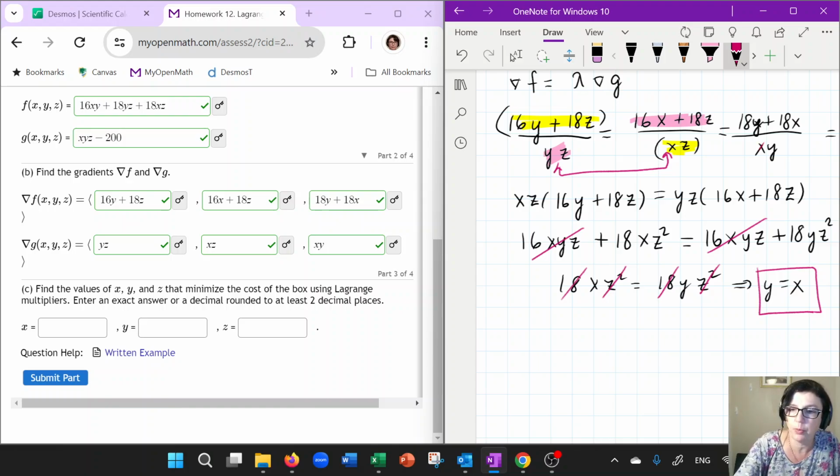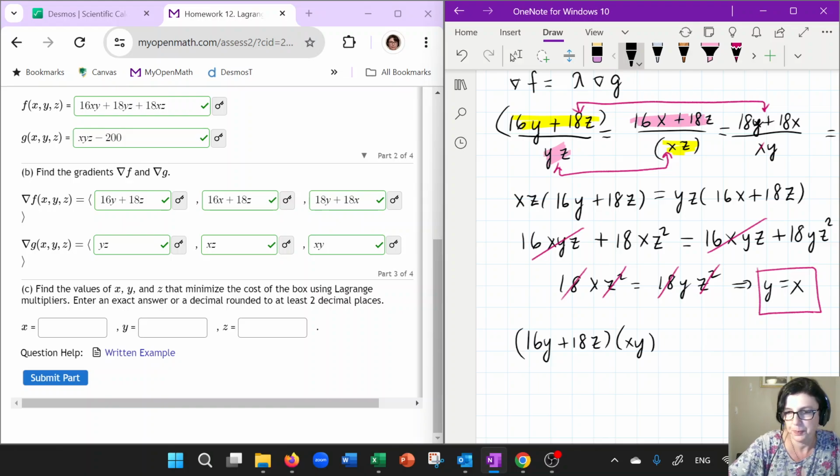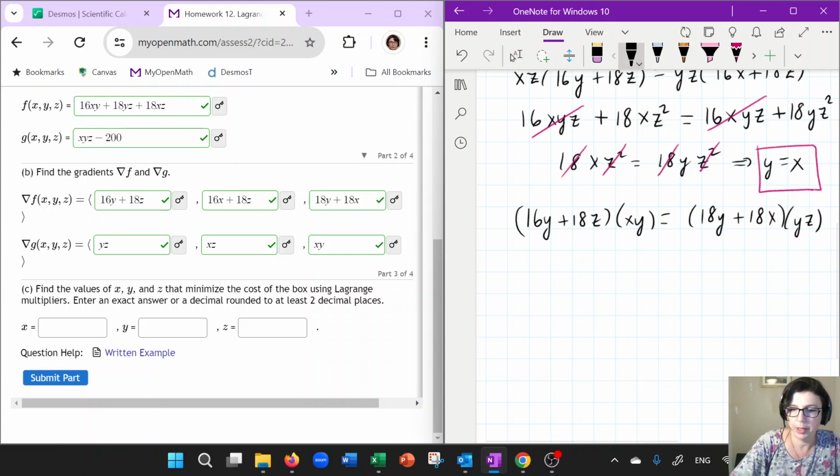Well, for that, we actually will need the following. So the first and the third term here. So we're going to cross multiply. So we're going to multiply 16y plus 18z by xy. And then we're going to multiply 18y plus 18x by yz. Okay, so let's see if we can simplify that.